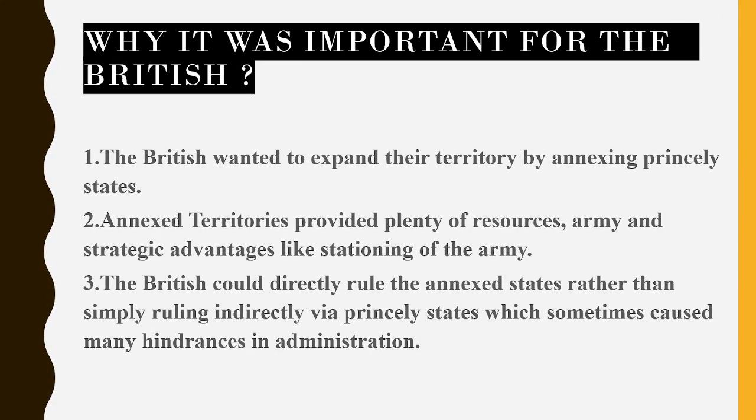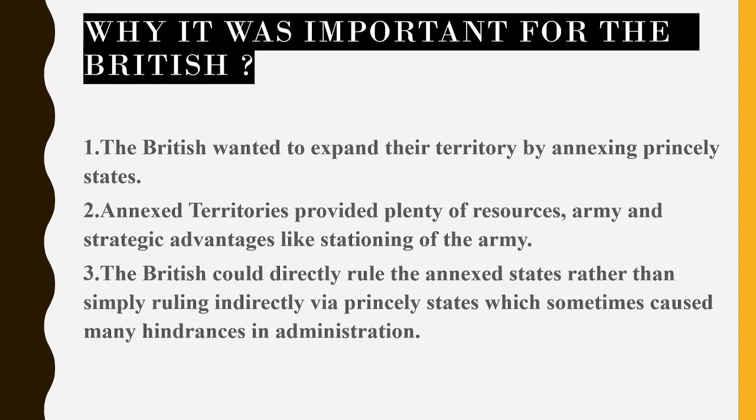Why was it important for the British? The British wanted to expand their territory by annexing princely states. Annexed territories provided plenty of resources, army, and strategic advantages like stationing of the army. The British could directly rule the annexed states rather than simply ruling indirectly via princely states, which sometimes caused many hindrances in the administration.